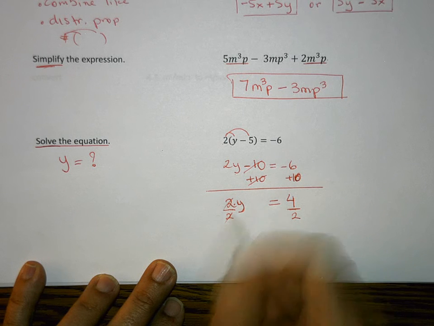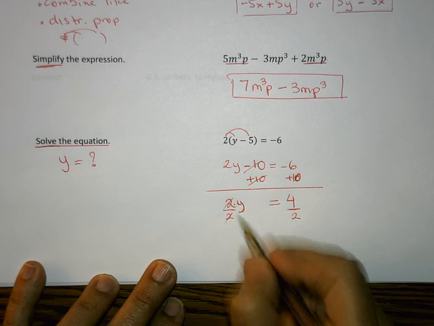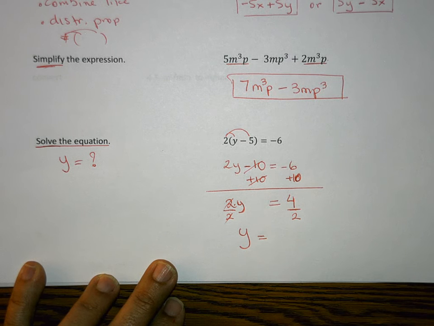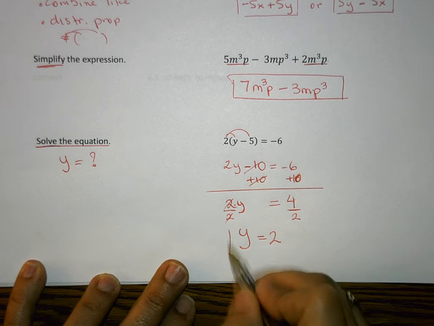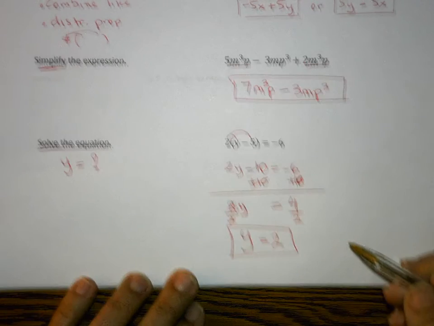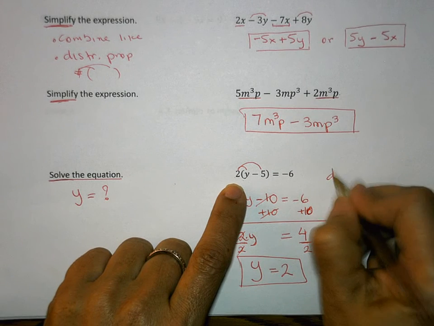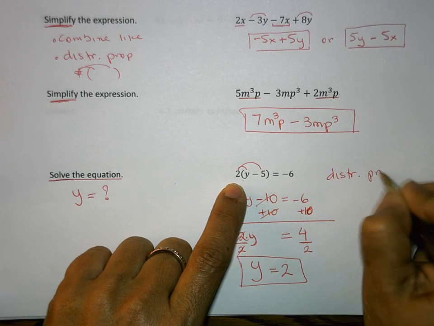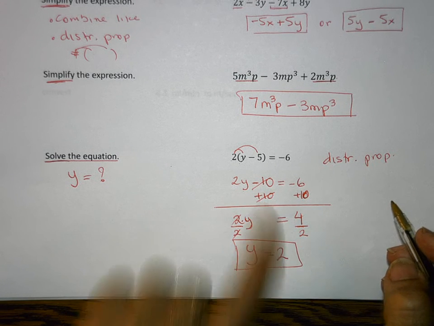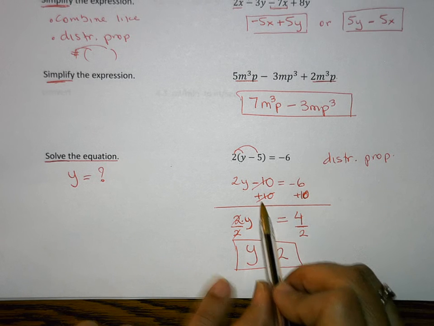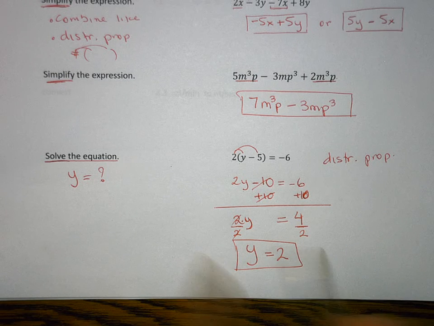So 2 divided by 2 is 1, and 1 times y is just the y. And 4 divided by 2 is 2. Okay? So here's the answer. Notice that we used the distributive property first, and then we ended up with a little equation right here, and then we solved it by first isolating by adding the 10 and then dividing by 2.